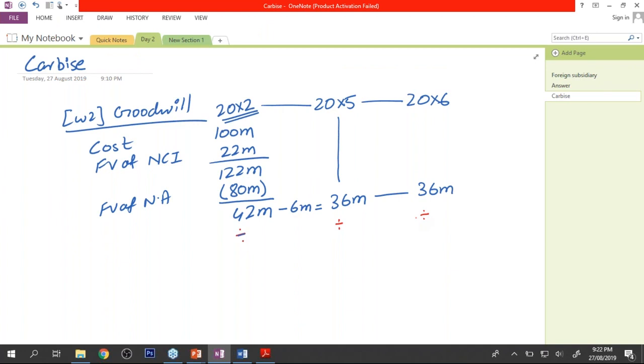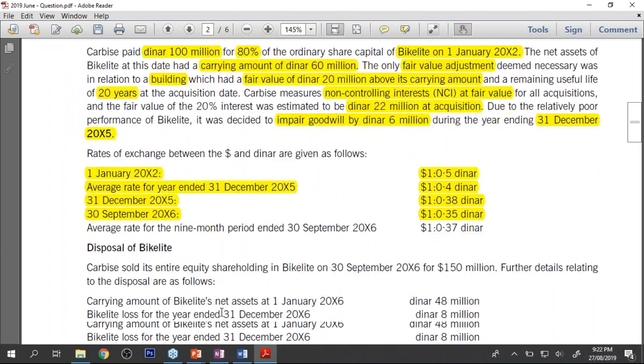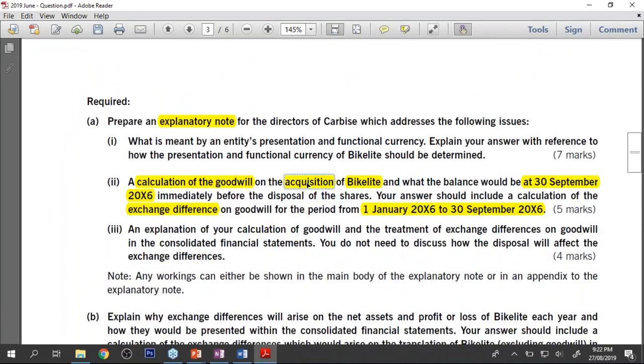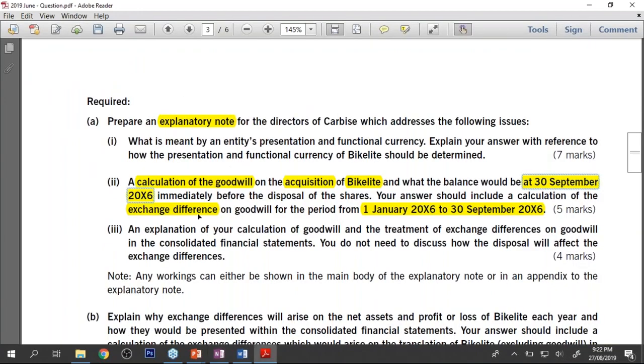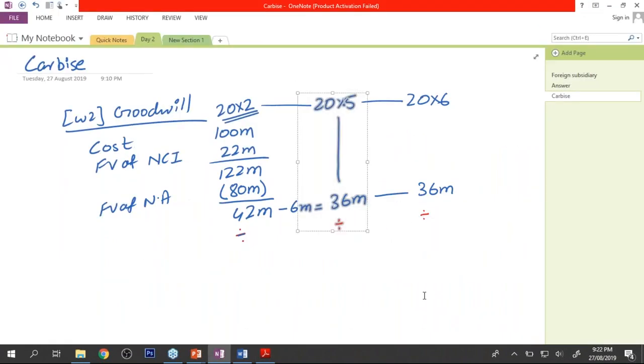Ali Raza is saying that we translate goodwill every year. Yes, Ali Raza, we do. But if I go to the question, the question wanted us the goodwill at acquisition and at 30th September 20x6. So ideally, we just need 20x2 and we just need 20x6. Nothing else is required. But the question also said your answer should include a calculation of exchange differences for the period 1st January 20x6 to 30th September. So for that, we had to calculate 20x5 as well, so that we can give the exchange differences between these two periods. That is why we are calculating 20x5. Otherwise, even the 20x5 was not required.